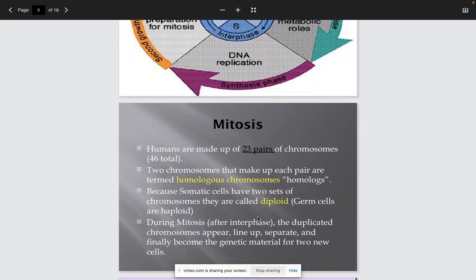So mitosis, we'll read the text here. Humans are made up of 23 pairs of chromosomes, 46 total. This is called diploid, right? Because somatic cells have two sets of chromosomes, we call them diploid. The two chromosomes that make up each pair are termed homologous chromosomes. They're homologous. That means they're the same pair of chromosomes.